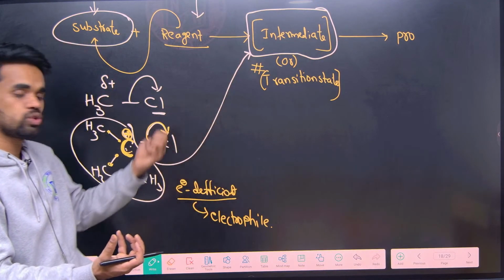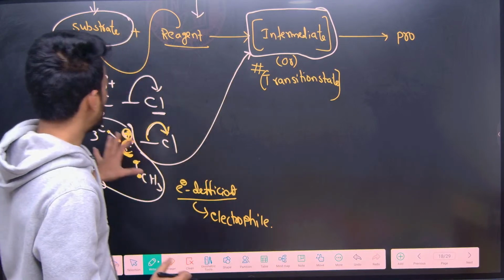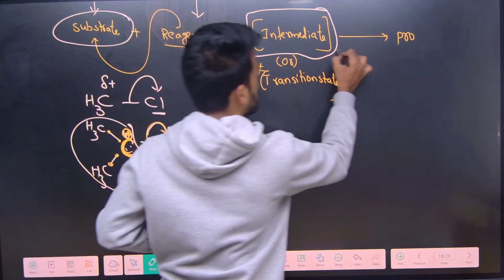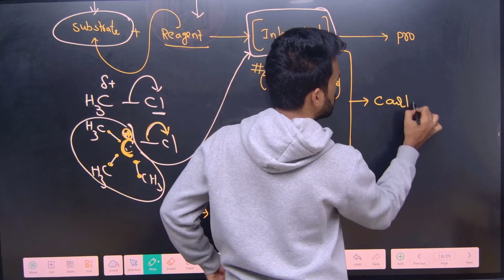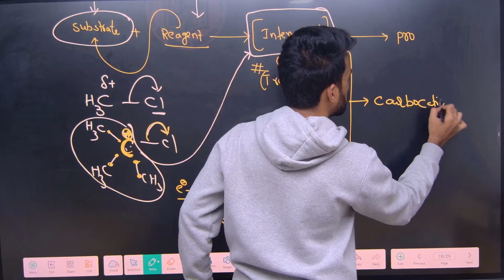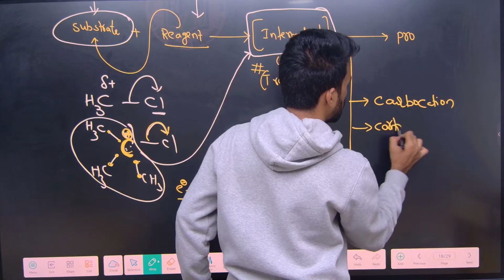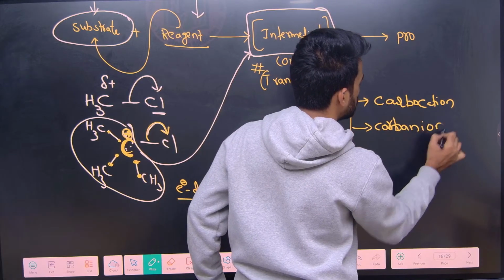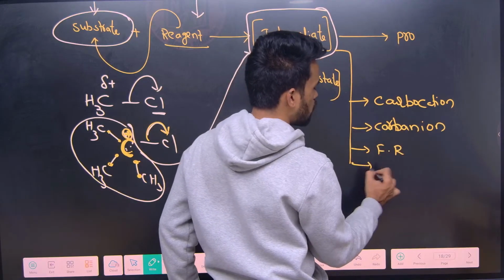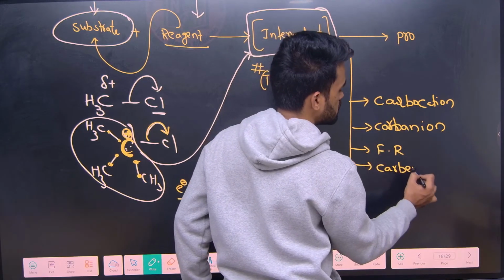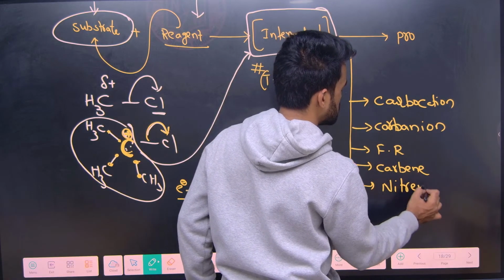That's why it tries to gain electrons from others. Okay, so like this we have some intermediates. What are the reactive intermediates we are going to see? Something like carbocation, the next carbanion, next free radicals, next carbenes, next nitrenes. So these are the intermediates you can study as of now.